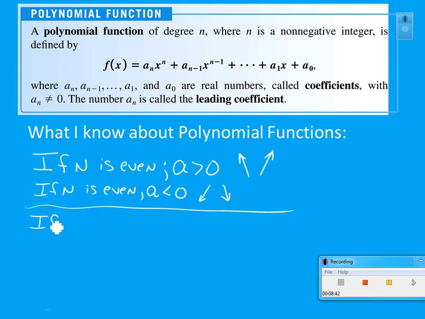I know that if n is odd and a is positive, I know my right branch will be going up, my left branch will be going down. Then, of course, if a is negative in that case, I know my left branch is going up, my right branch is going down.